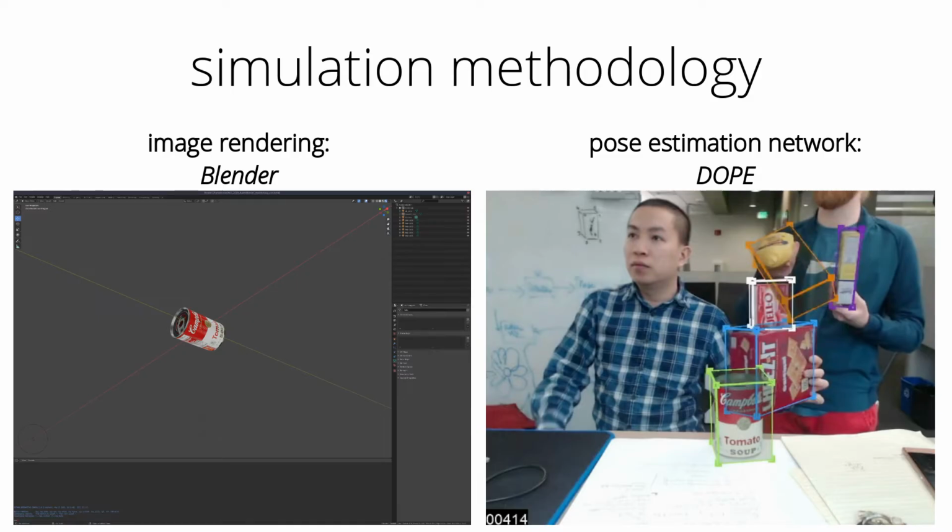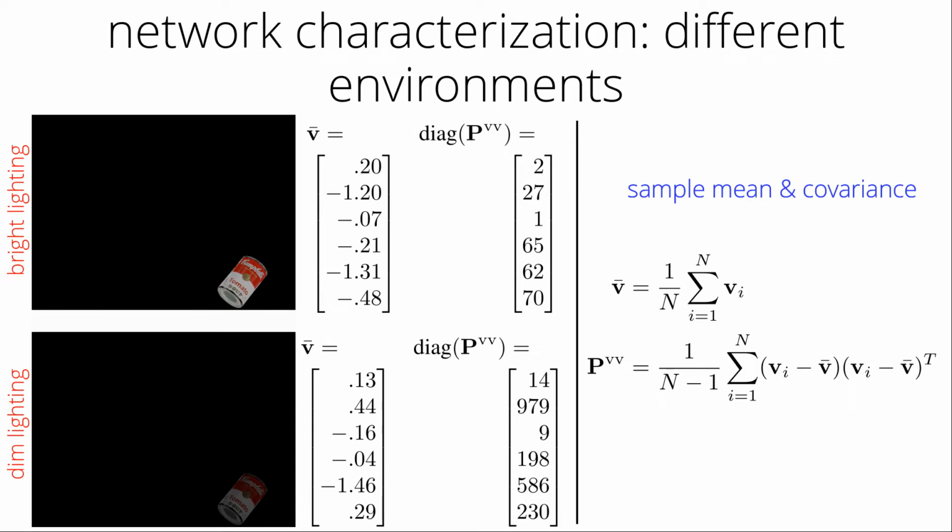For our simulation methodology, we used the image rendering program Blender, which I talked about earlier, to generate synthetic images. The pose estimation network we used is called DOPE, which is the network from the video I showed. In order to implement the filter, we need to know the mean and covariance of the measurement noise. The measurement comes from the network, so it would be really difficult to write the measurement noise as an actual equation. So instead, we use a sampling approach, where we sample a bunch of images of the object, feed each of the images into the network to get estimates, and then calculate the sample mean and covariance using the equations on the right. So then we get these values, which are what we use in the filter.